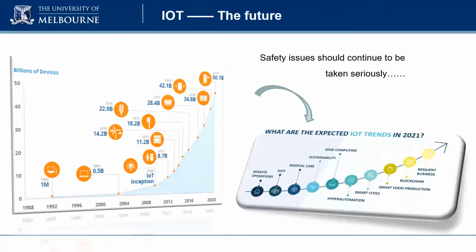In today's big data environment, IoT security protection is still a difficult task, and there is still a long way to go to achieve a comprehensive and reliable Internet of Things security system. Safety issues should continue to be taken seriously.